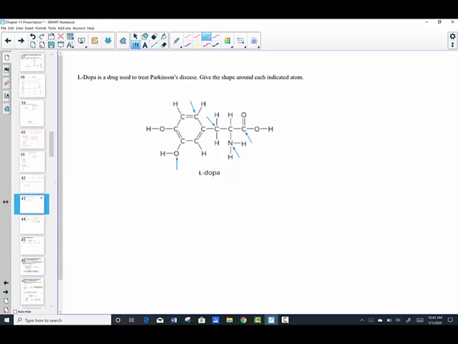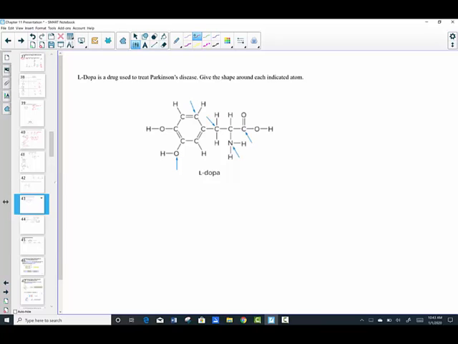L-DOPA is a drug used to treat Parkinson's. Give the shape around each indicated atom. Are you ready to try without looking up anything from your VSEPR chart? Pause the video, give it some time, write down answers to each arrow, and then let's check together.